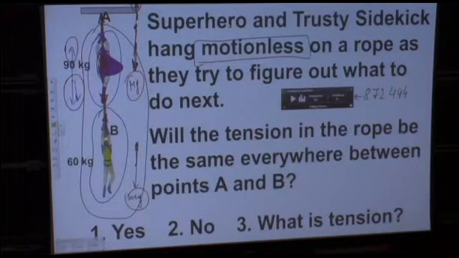Will the tension be the same everywhere? The answer is? Say something. I'm giving up on you. No, that's a joke. So please, what does it mean? What does it mean same? And what does it mean everywhere combined together?